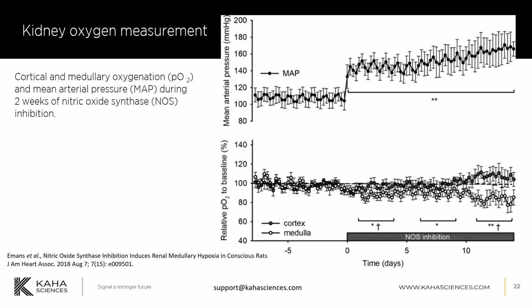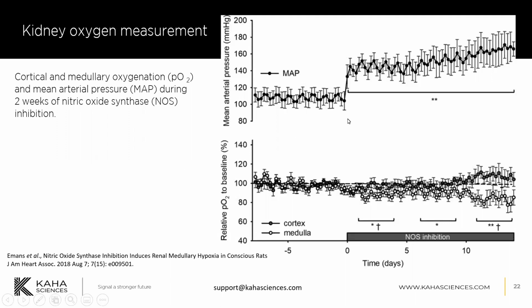So Tonya also had a look at what happens when an animal is given a nitric oxide synthase inhibitor, L-NAME. And in this case, she used 3 different groups of animals. In one group, she measured mean arterial pressure by telemetry in the abdominal aorta. And then in 2 other groups, she measured either cortical or medullary kidney tissue oxygen.